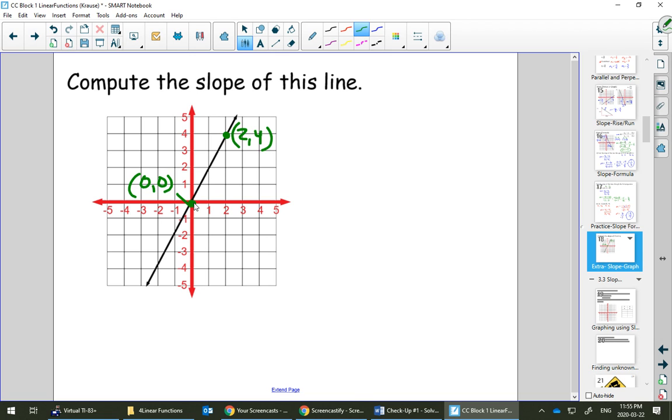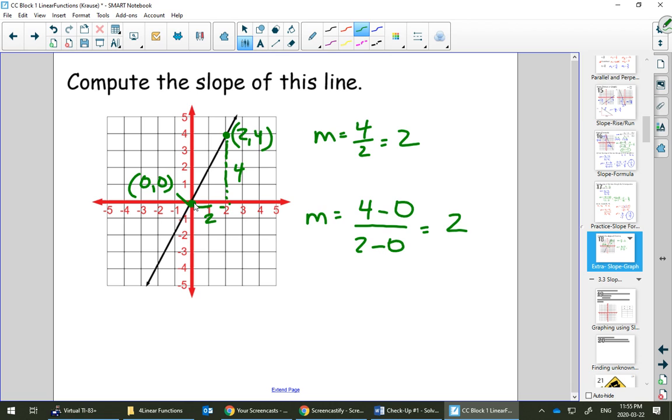Now for me, any opportunity that I have where a graph goes through 0, 0, I'm going to take it because then I have less work to do. So I can calculate using rise over run. My rise would be 4, my run would be 2, 4 over 2 is 2. Or I can use the slope formula. So y2, so 4 minus 0 over 2 minus 0, I'm still going to get 2.